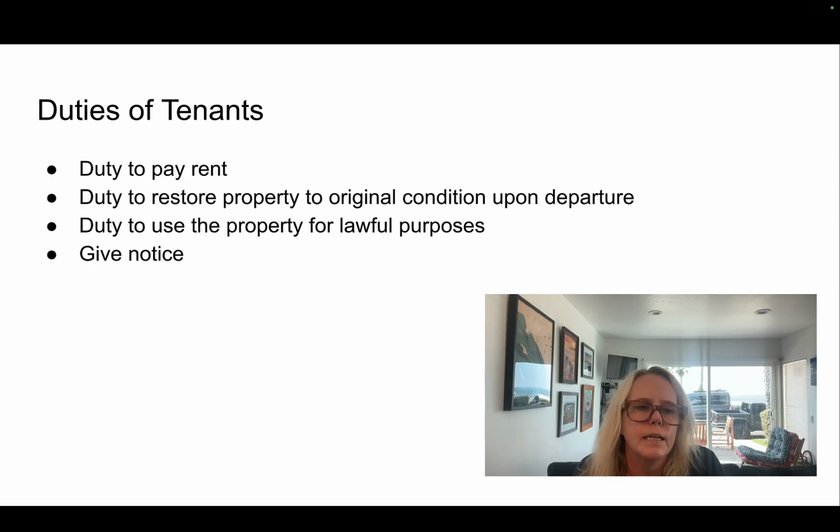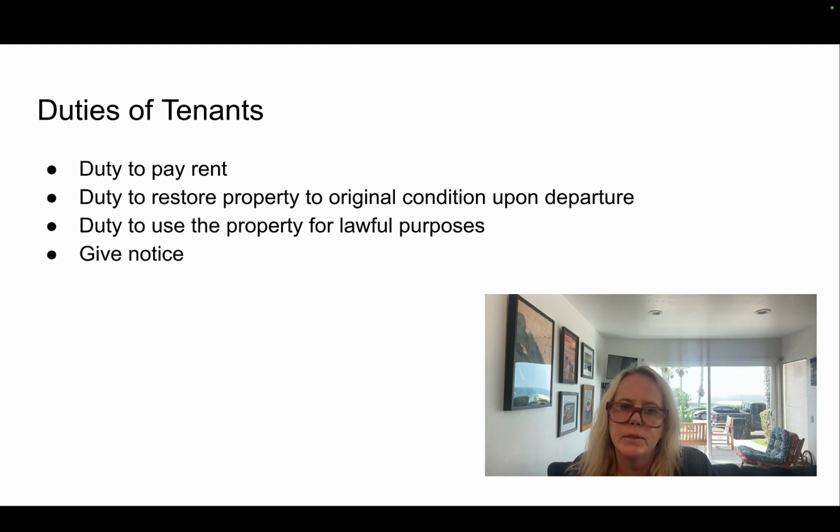So what are the duties of the tenant? The tenant's primary duty is to pay rent on time in the agreed upon amount that is stated in the lease. The tenant also, upon departure, has a duty to restore the property to their original condition. If the tenant has put up paintings or put up art on the walls, the tenant has a responsibility to cover over the holes that were used to hold up the art.